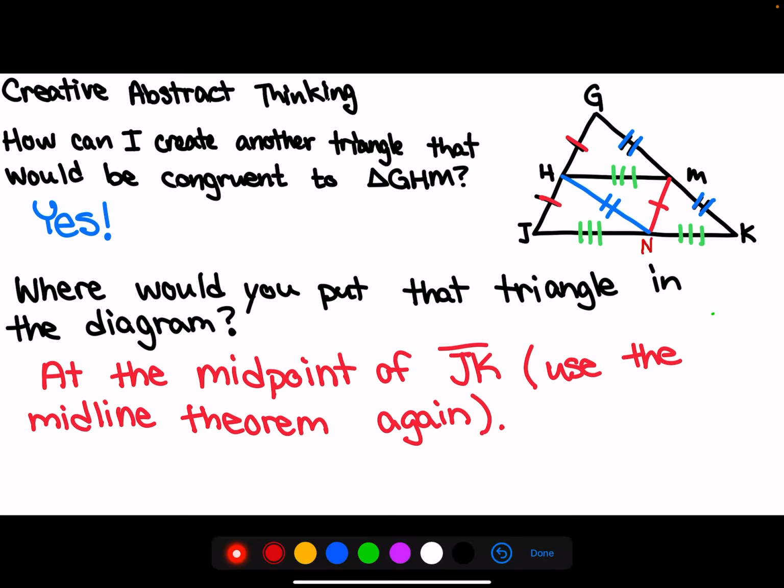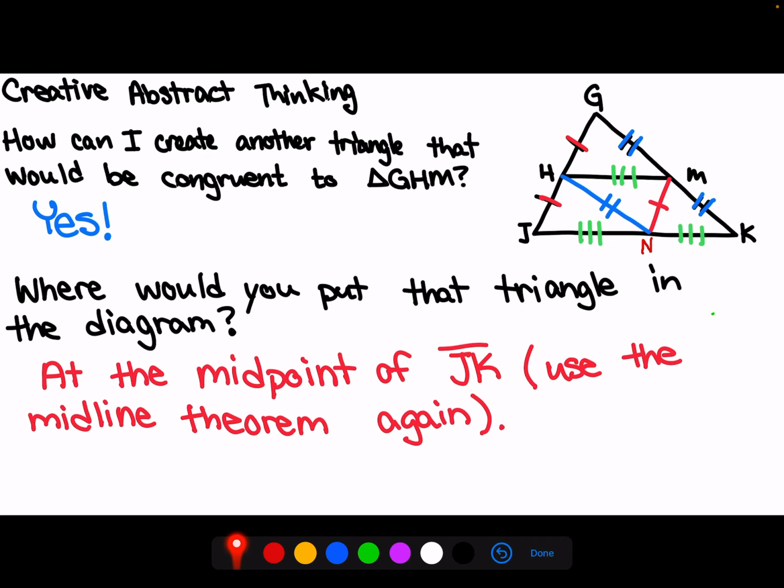And we can see that this creates a lot of other congruent triangles. So since the midline is at the midpoint, and H, N, and M are all midpoints, that means it splits each side into two congruent parts. Further, I know that the midline is half the length of the other side.